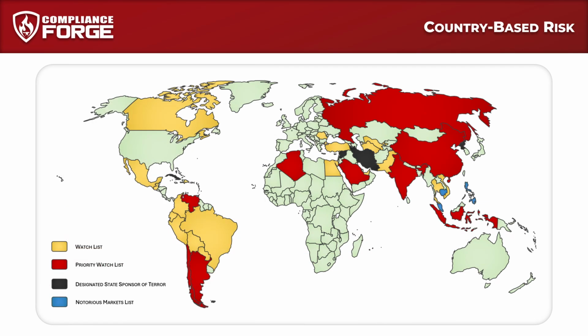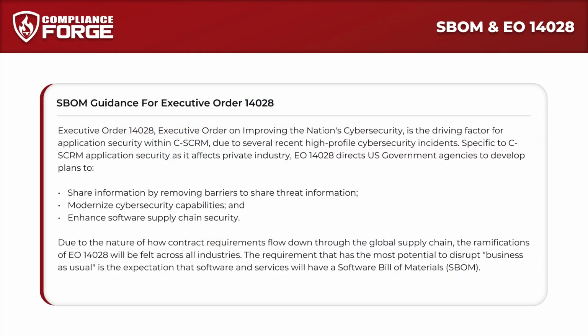As a visual, here is the Special 301 Reports Priority Watch List, one of the sources used to set minimum management decision levels for supplier engagements. Executive Order 14028 on improving the nation's cybersecurity is the driving factor for application security within C-SCRM due to several recent high-profile cybersecurity incidents. It directs U.S. government agencies to develop plans to share threat information, modernize cybersecurity capabilities, and enhance software supply chain security. Due to the nature of how contract requirements flow down through the global supply chain, the ramifications of this executive order will be felt across all industries.